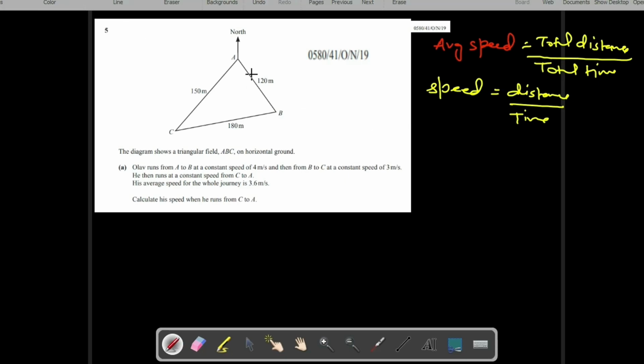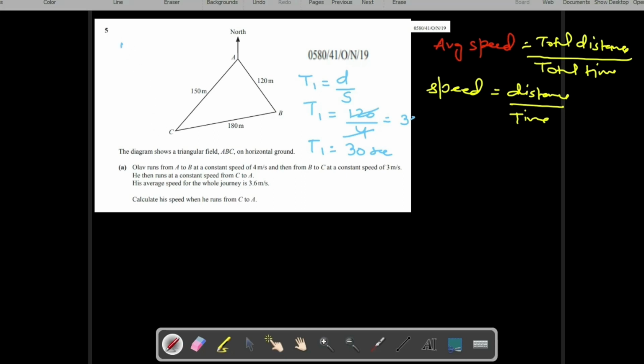The distance between A and B is 120 meters and the speed is given, which is 4 meters per second. So time is equal to distance upon speed. Time t1 from A to B is distance 120 divided by speed 4, which is 30. So t1 is equal to 30 seconds. We got the time between A to B.